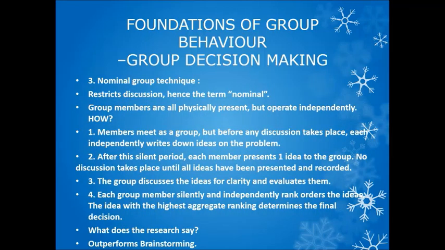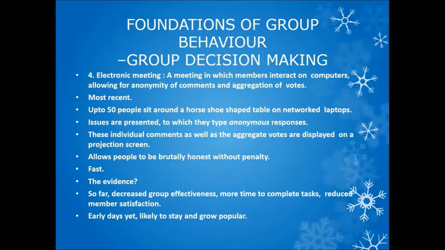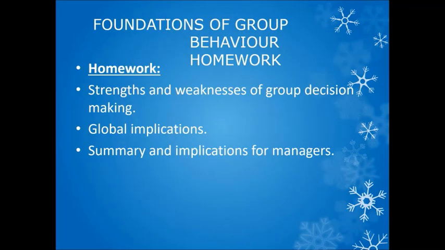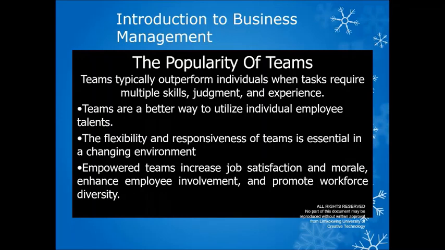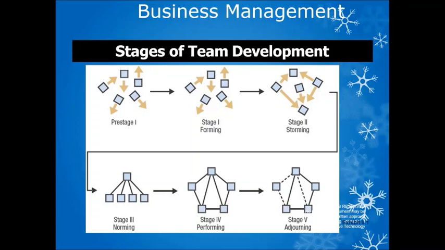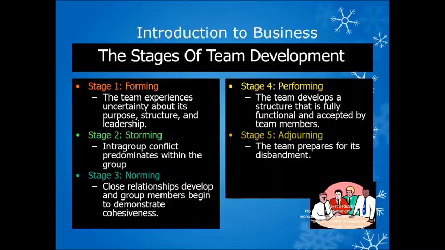Group decision making techniques: interacting group, brainstorming, nominal group, electronic meeting. An interacting group is a typical group in which members interact with each other. Brainstorming is an idea generation process. What does the research say? Nominal groups outperform. An electronic meeting is a meeting in which members interact on computers, allowing anonymity. Homework: strengths and weaknesses of group decision making.